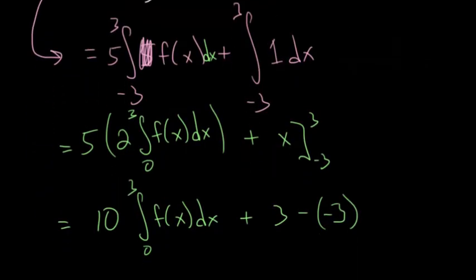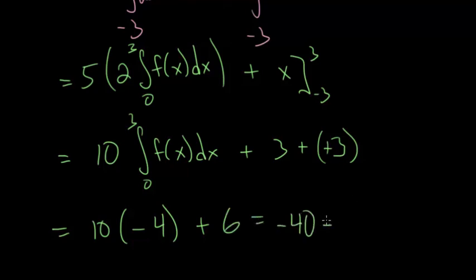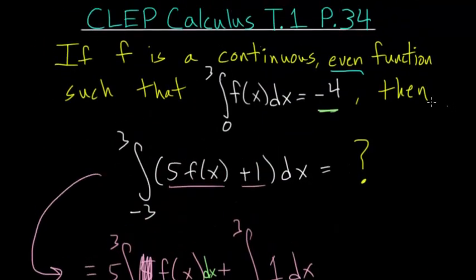So let's make a substitution now. For this integral, this is just -4, so we have 10 times -4, and then plus 3 minus -3, but if we're subtracting a negative, that's the same thing as adding. So we have plus 6 here, so -40 plus 6 simplifies to -34. So this integral here evaluates to -34.